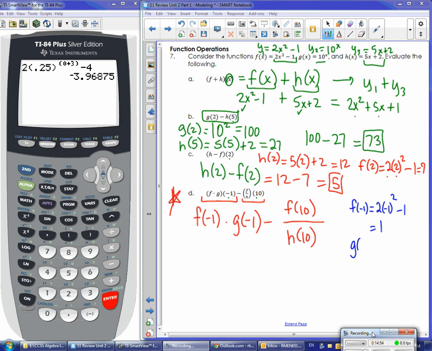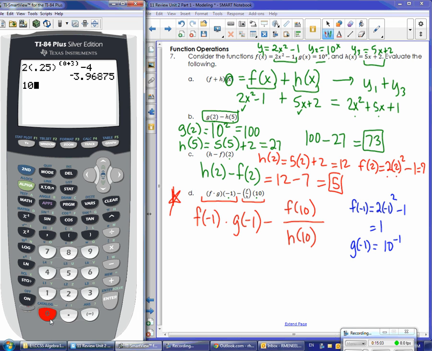I need to evaluate g of negative 1. So I go to my g function, 10 to the negative 1. Well, we haven't really talked about negative exponents, so let's just go ahead and evaluate this on the calculator. It's 0.1.